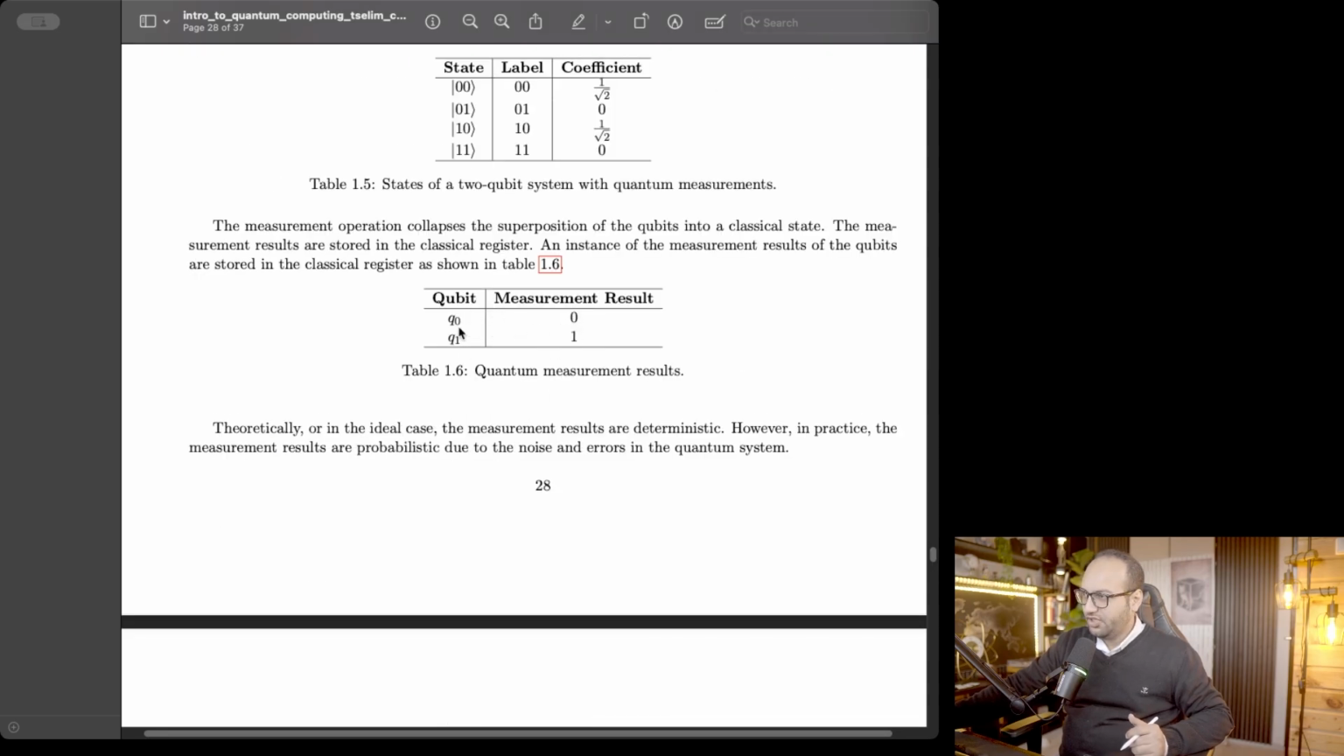We can have a situation where Q0 is in 0, Q1 is in 1. So the measurement operation will collapse the superposition of the qubit into a classical state, and then the measurement results are stored in the classical register. And this is an instance of this example. So this is a quantum measurement that we can have. When we perform the measurement, we are collapsing the quantum state to one of these probable situations or configurations.